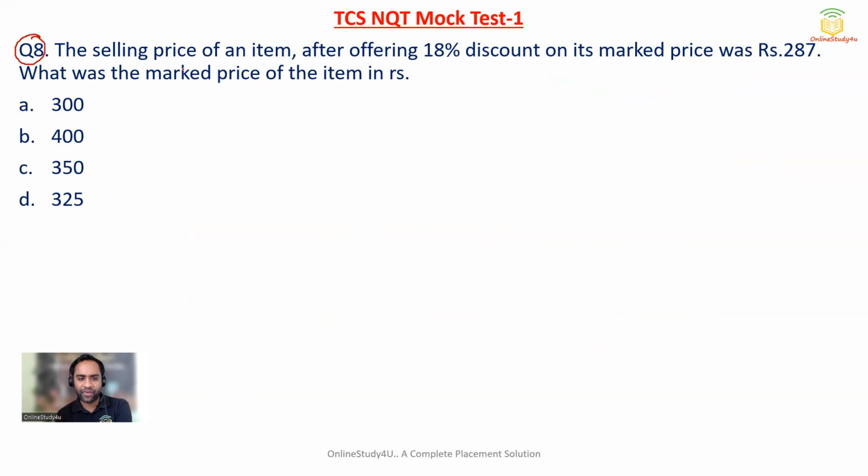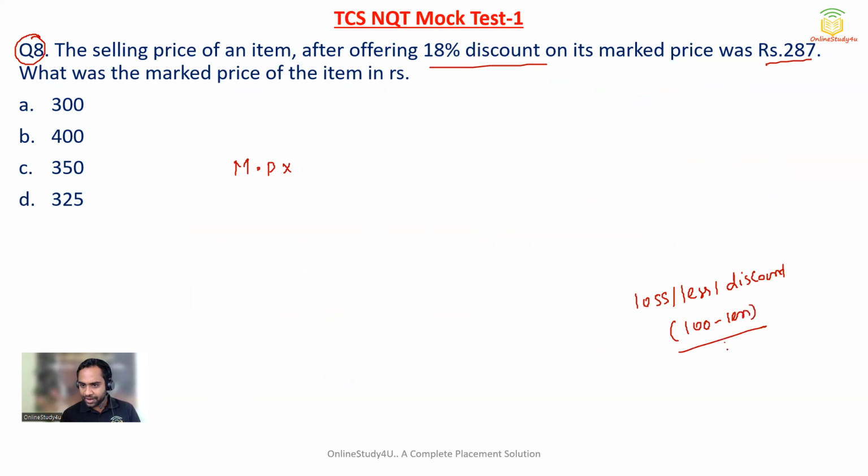The selling price of an item after offering 18% discount on its marked price was 287. What was the marked price? So marked price is suppose MP. Now you are offering a discount of 18%. Friends, I have told you multiple times in my videos, and now also I'm telling, if there is any kind of loss or any kind of discount in terms of percentage, then you have to write 100 minus that loss or discount, divided by 100. So here you have 18% discount, 100 minus 18 by 100.